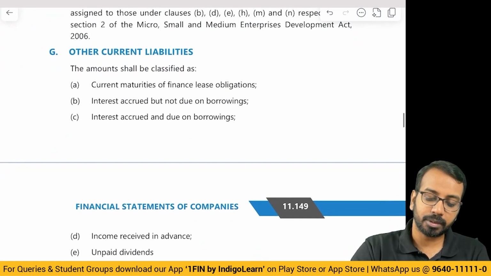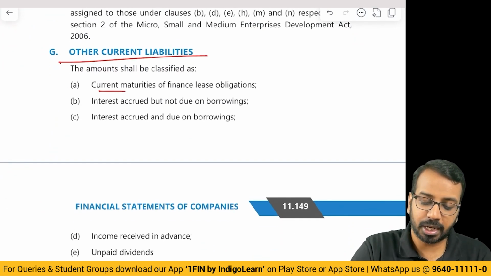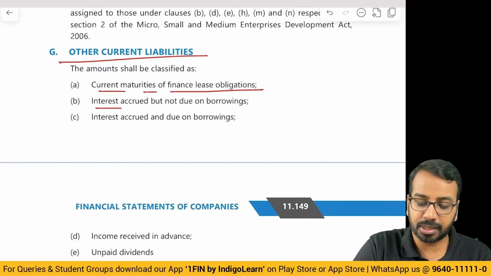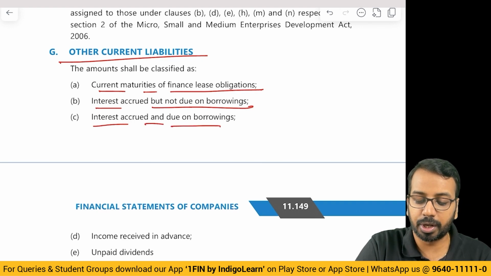Then other current liabilities: current maturities of finance lease obligation, interest accrued but not due, interest accrued and due.